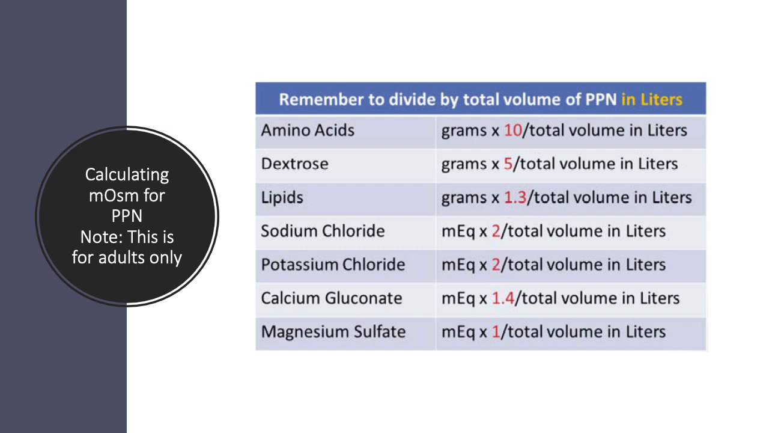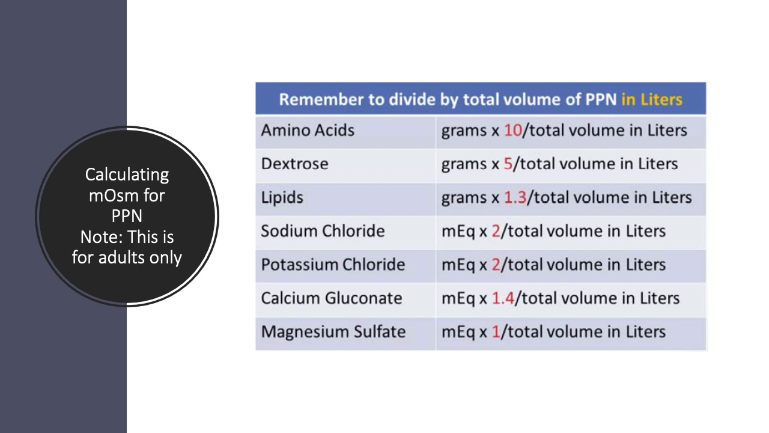For amino acids, you're going to take however many grams of amino acids, multiply it by 10, and then divide that by the total volume in liters. And for dextrose, it's going to be multiplied by 5. For lipids, 1.3. Note that lipids affect osmolarity the least out of all the macronutrients. So you're going to be able to fit more lipids in a PPN compared to dextrose and amino acids. And that's okay to provide calories, especially since PPN should be short term. So it's okay to provide a little bit more calories as lipids until we can get that central line placed.